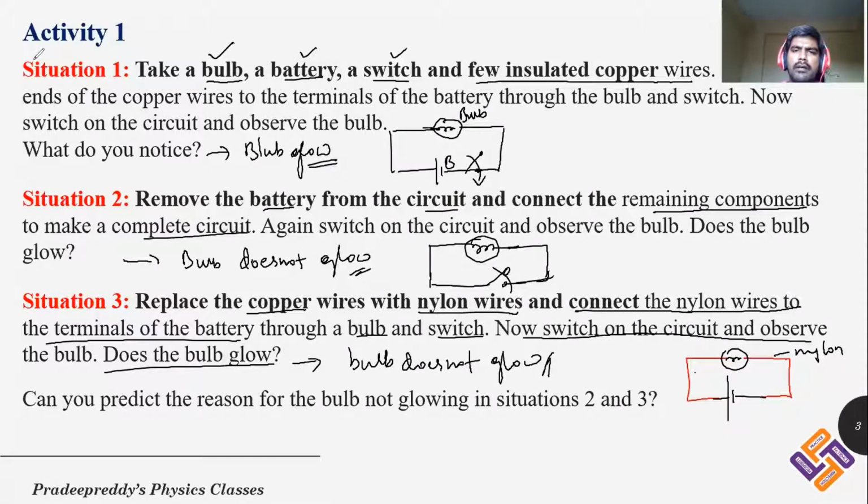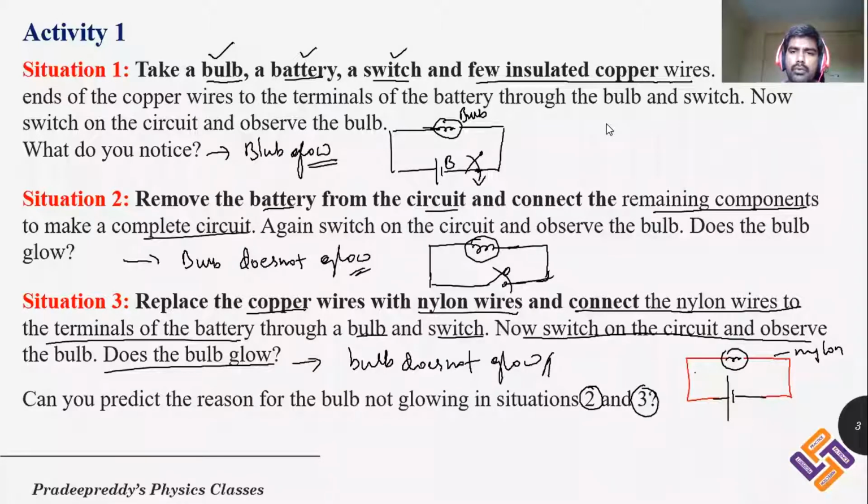So we have these 3 activities. In situation 1, when you connect the bulb, copper wire and battery, the bulb glows. Whereas in situation 2, if you remove the battery, the bulb does not work. And in situation 3, if you replace copper wire with nylon, then even then the bulb does not glow. Now the question is, can you predict the reason for the bulb not glowing in situation 2 and situation 3? You can answer yourself.